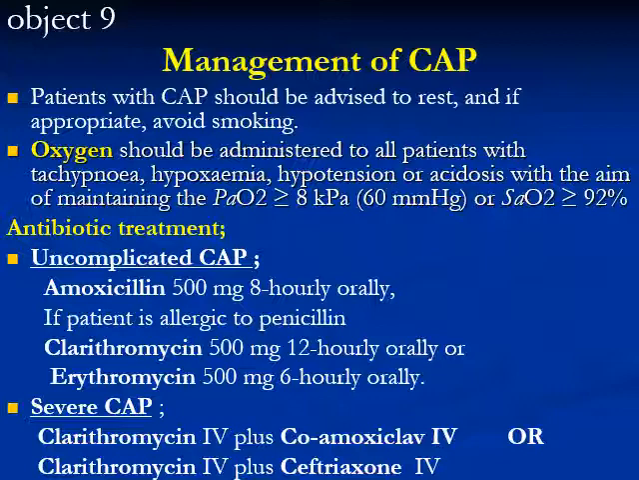So we give clarithromycin with the amoxicillin or with the ceftriaxone to also cover other atypical microorganisms like Mycoplasma and Chlamydia. As I mentioned, the commonest cause is either Streptococcus pneumoniae or atypical pneumonia. So co-amoxiclav with clarithromycin or ceftriaxone with clarithromycin, this antibiotic combination covers these microorganisms.